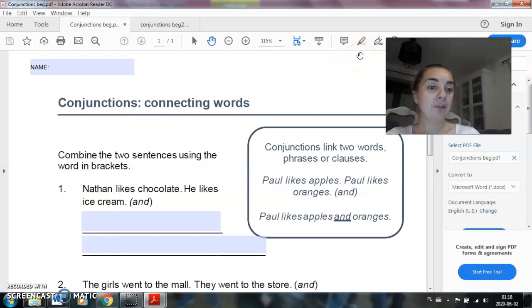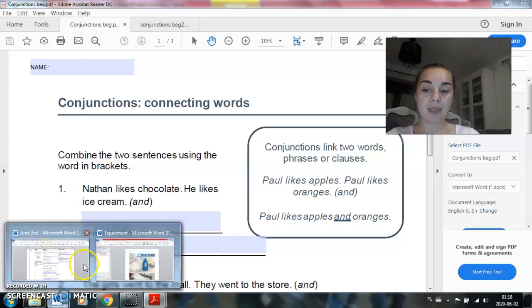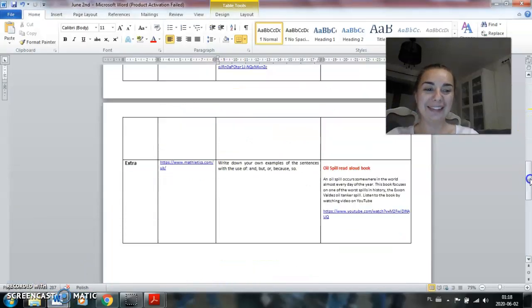If you feel like you want to do something more, I would like you to write your own examples with the conjunctions in the list. So and, but, or, because, so.